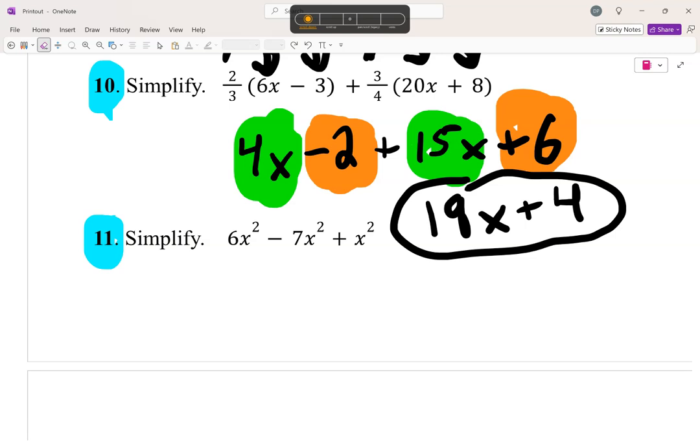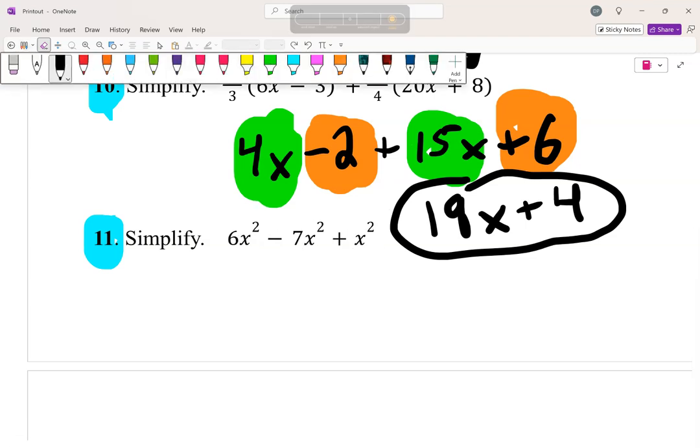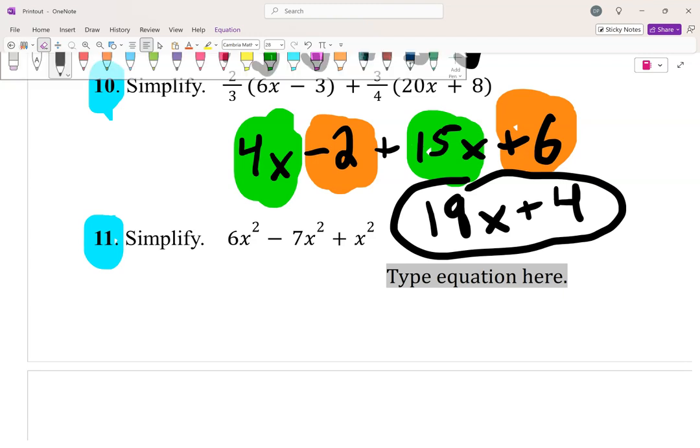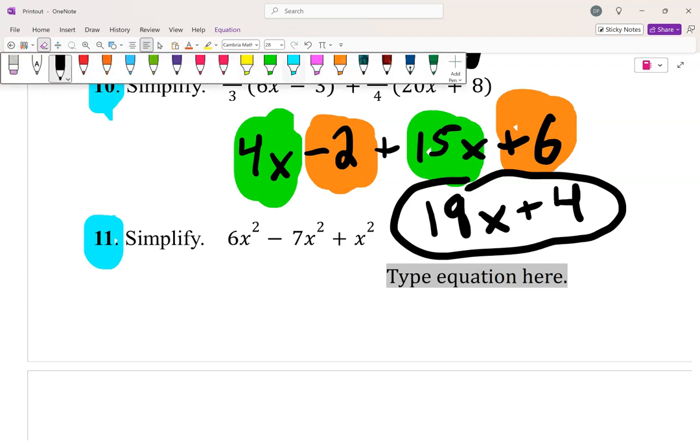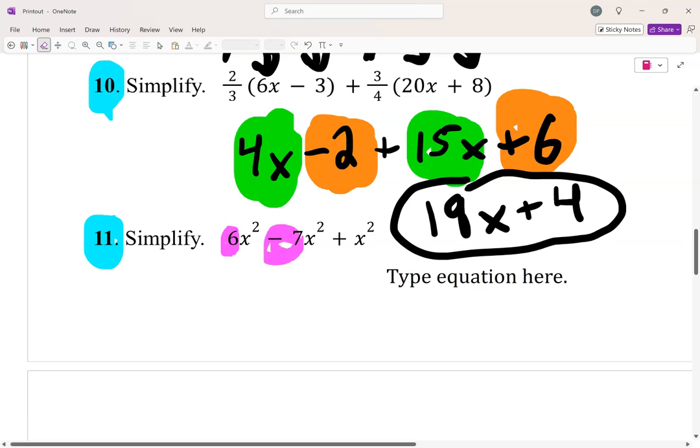Okay, this one's easy. How do we do this one? Since x squared, x squared, x squared are all the same, these are all like terms. So that means we can combine them all with good guys, bad guys. So, positive 6, I'm just going to put the numbers in there. Positive 6, negative 7, positive 1.